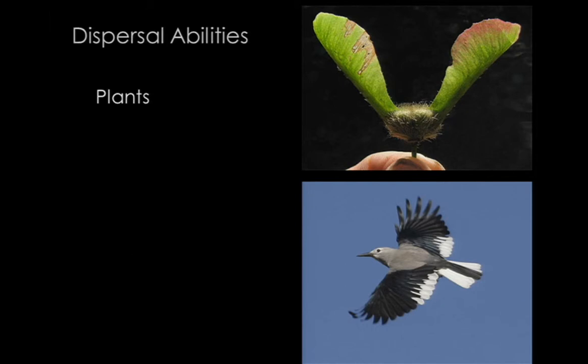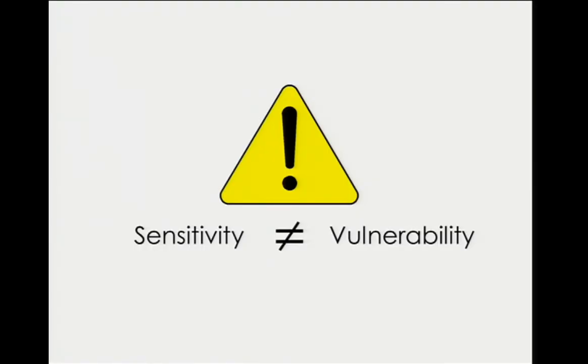Different story with the plants. For plants, it was the ability to disperse, so both distance and whether there are barriers preventing that dispersal.